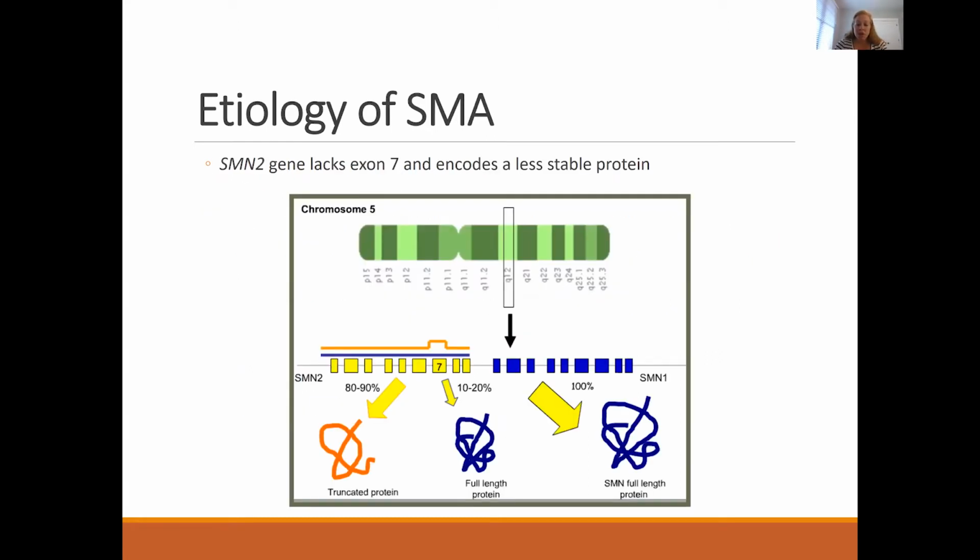Both of these genes are located on chromosome 5, and they're right next to each other. So I think this picture is kind of helpful in understanding the etiology of the disease. In the blue here, we have the SMN1 gene, excuse me, which, as you can see, 100% of this protein product is a full-length SMN protein. The SMN2 gene is in yellow here, and it lacks exon 7, which is why it encodes a less stable protein. So about 80 to 90% of the protein that's made is truncated, and it's degraded and recycled by the cell, whereas about 10 to 20% is functional protein that can be used by the lower motor neurons.